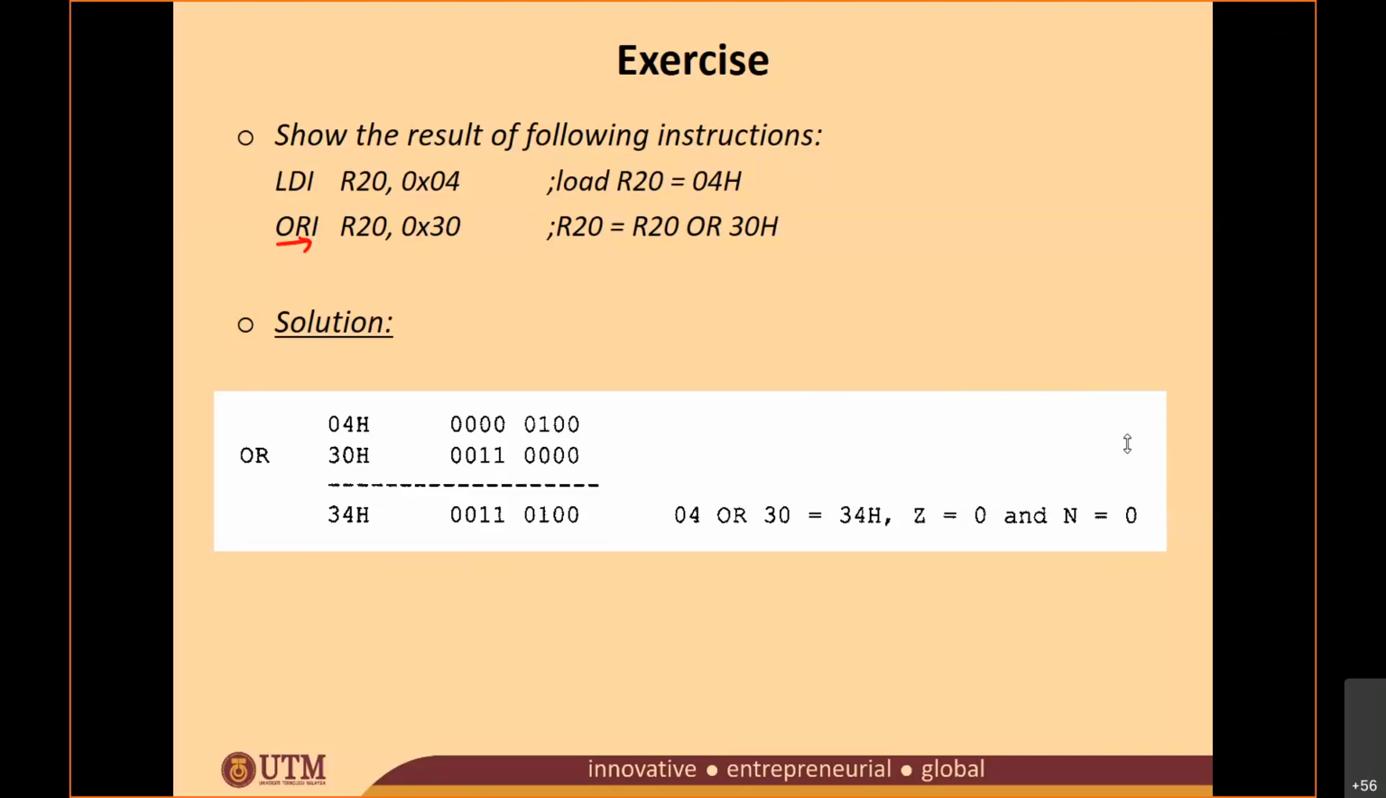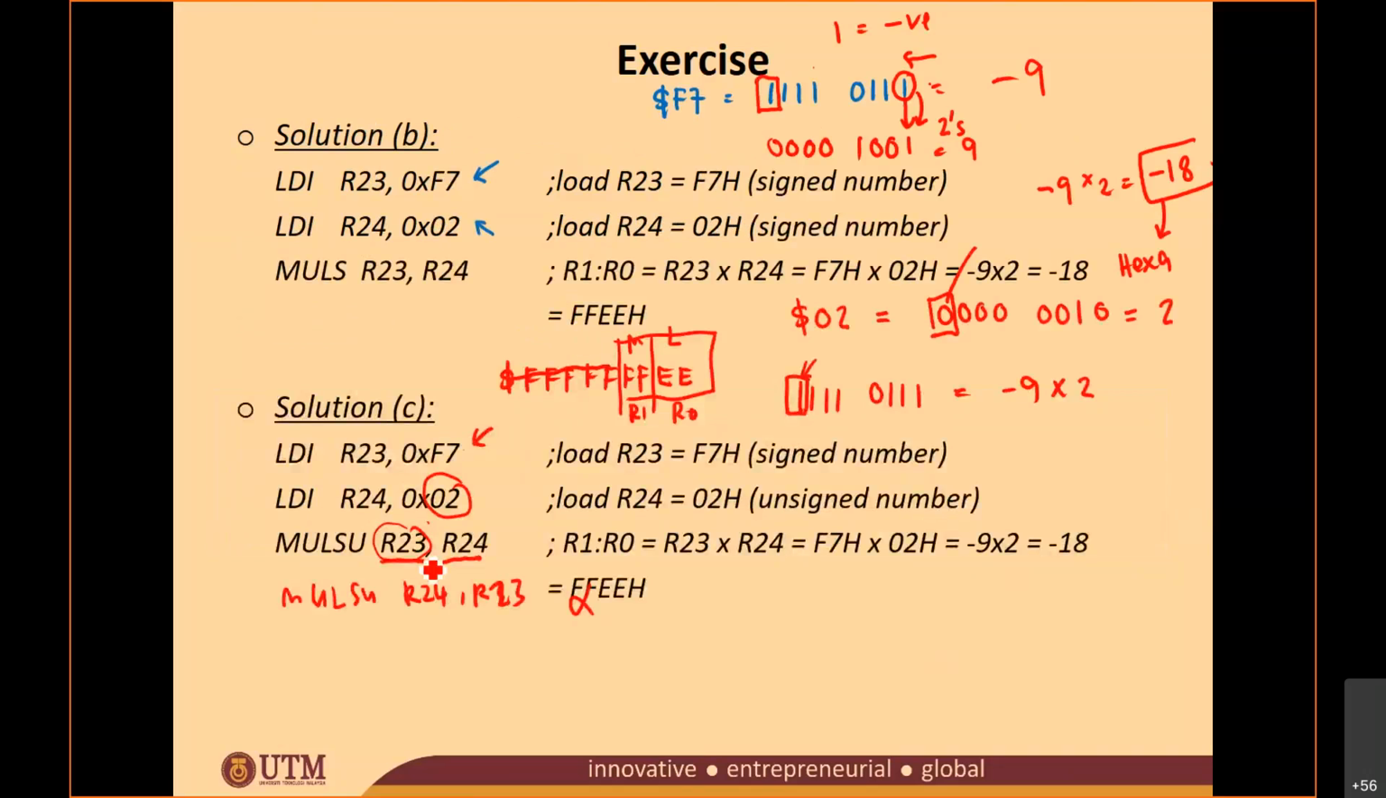Okay, then Kevin Raman says that MULSU register operand is limited to R16 to R23. Please check back. Is it R16 to R23? Saya pun dah lupa. If yes, then we need to tukar the register here. Cannot use the R24. You need to tukar to another register.